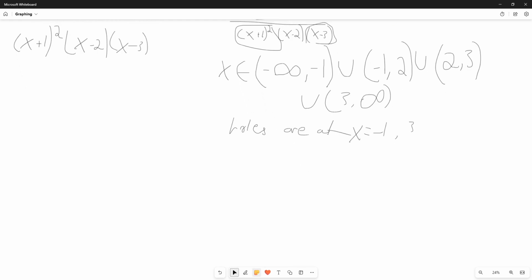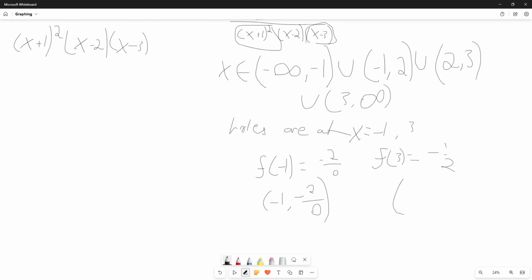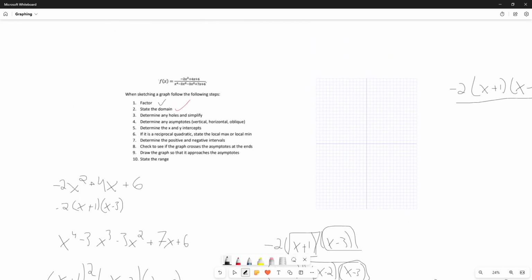So then we take those points and we plug in to the function. f of -1 gives us -2 over 0. This function does not actually exist because this is not a real number. But we'll still write it down. So we have -2 over 0, and then when we plug in f of 3 to the full equation, we get -1/2. So our other hole is at 3 and -1/2. These are two holes that we've got here. So then we can move on to the next part.